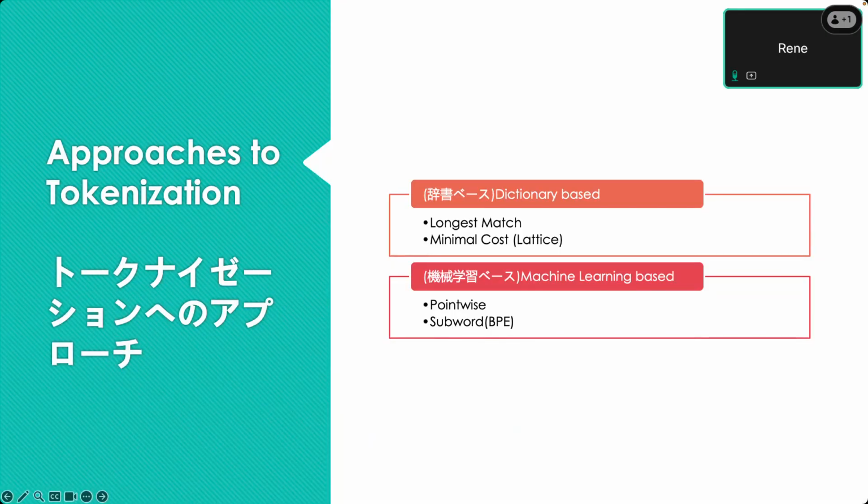For tokenization, we have two approaches. We have the dictionary-based tokenization, which can be longest match or minimal cost, which is lattice. And we also have the machine learning-based, which is point-based or subword, or as it's known in the Python library, SentencePiece, right? We're going to talk a little bit about each one from now on.